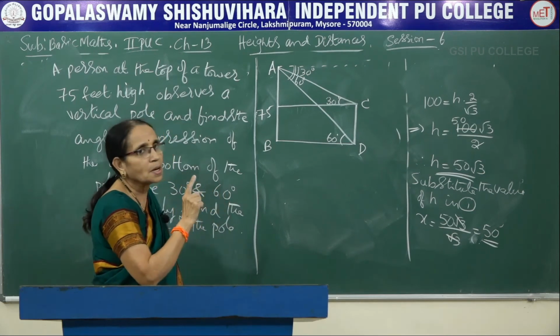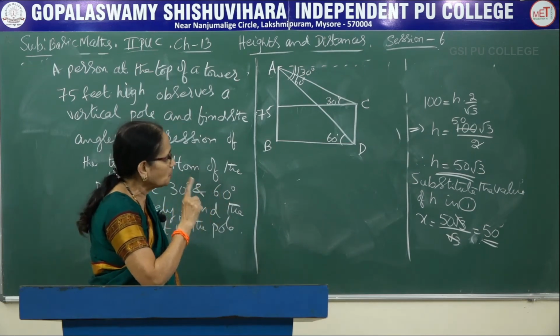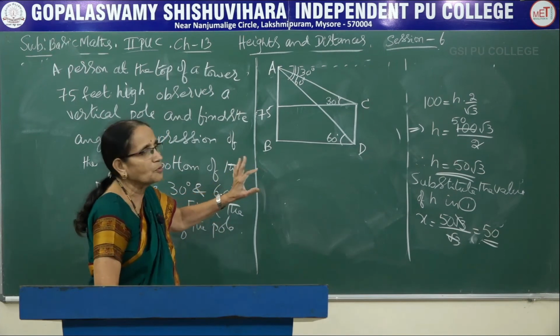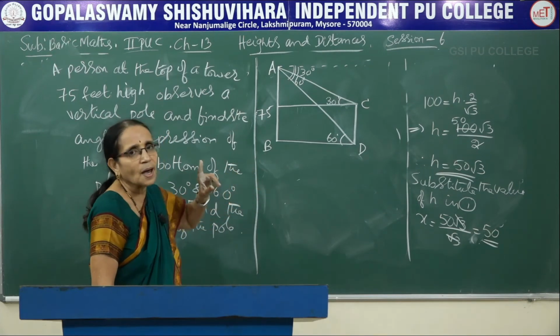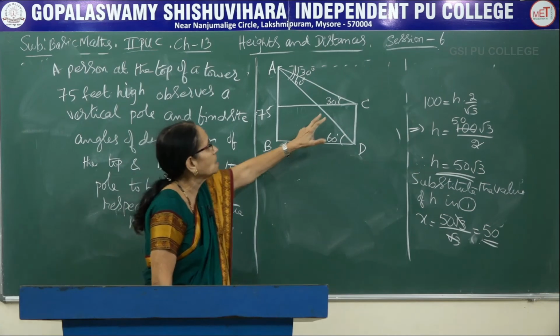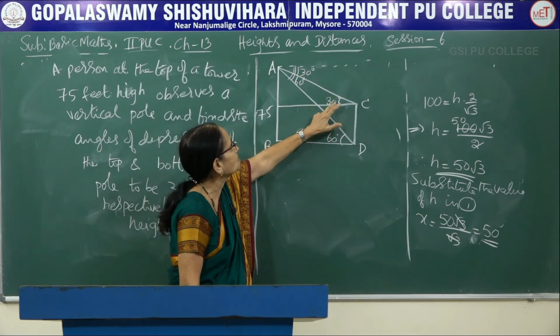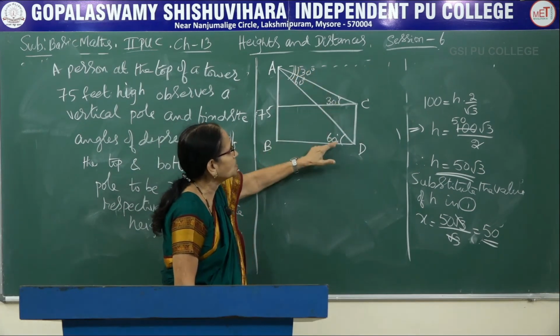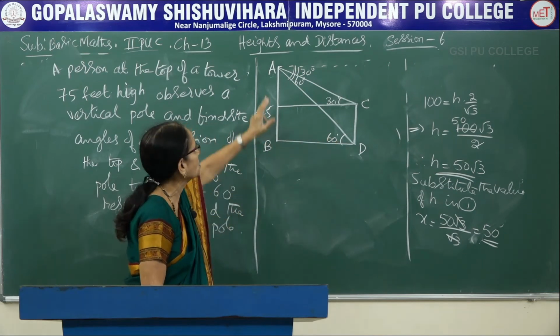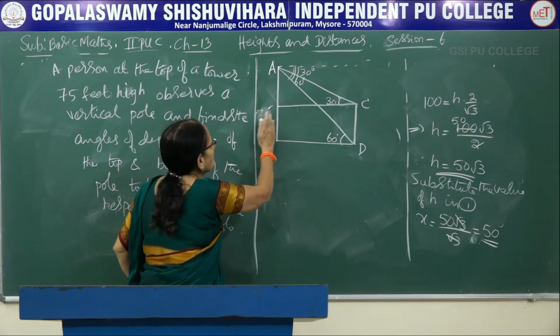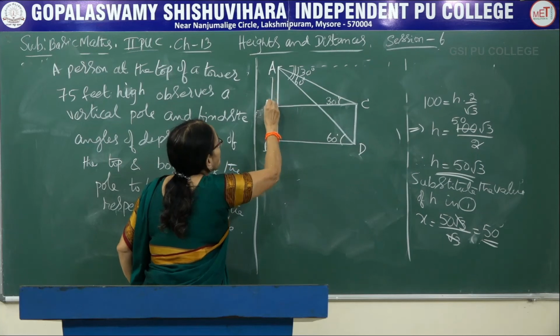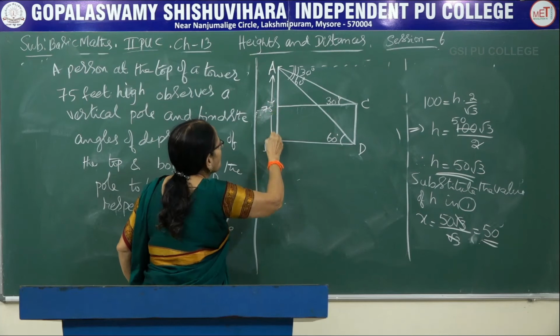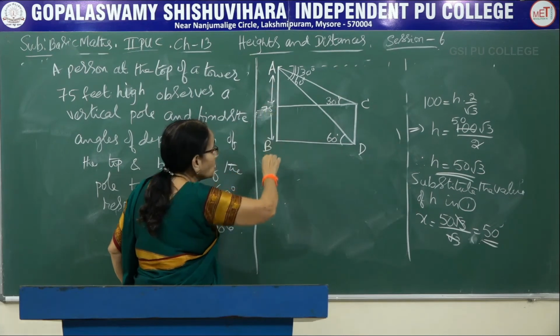So a person standing on the top of a tower observes the top and the bottom of a vertical pole. He finds the angles of depression to be 30 degrees. So this is 30 means this is 30. This is 60 means this is 60, being the alternate angles. The total height is given, that is here this distance is given to be 75, the whole AB.